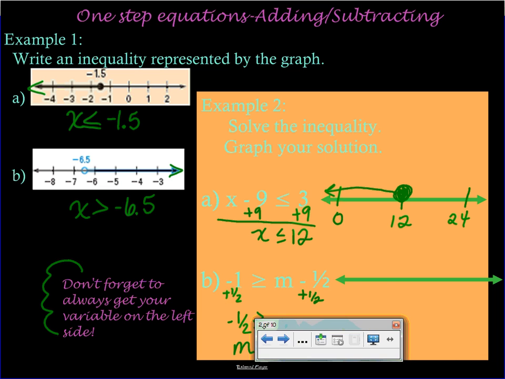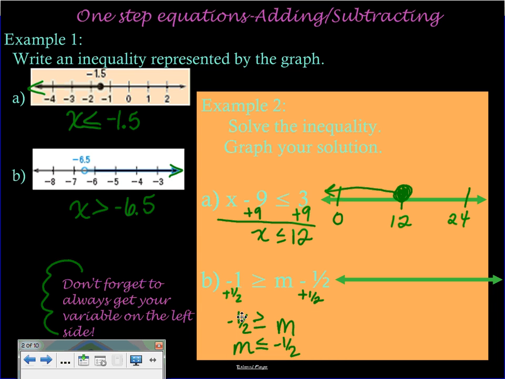I highly recommend that you just switch it instead of trying to think of it the opposite way, because then you might get confused. Again, maybe I start off with my negative 1/2 here in the middle, and 0, and then let's just say negative 1 here. Again, it's less than or equal to, so I'm going to have a closed circle. And it says that it's less than, so I should go to the left once again.